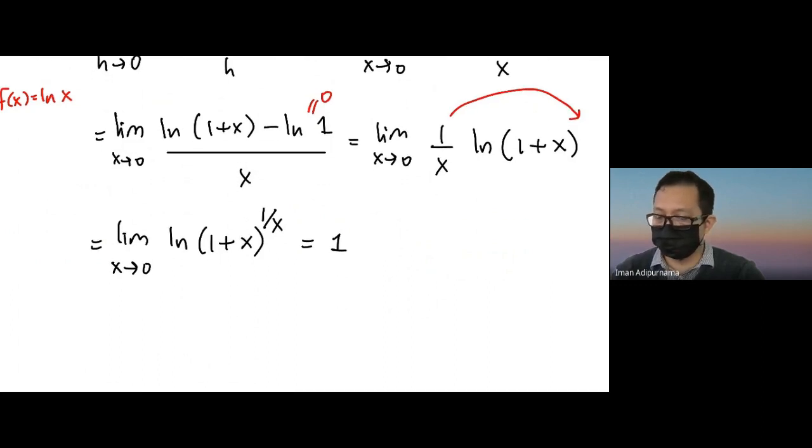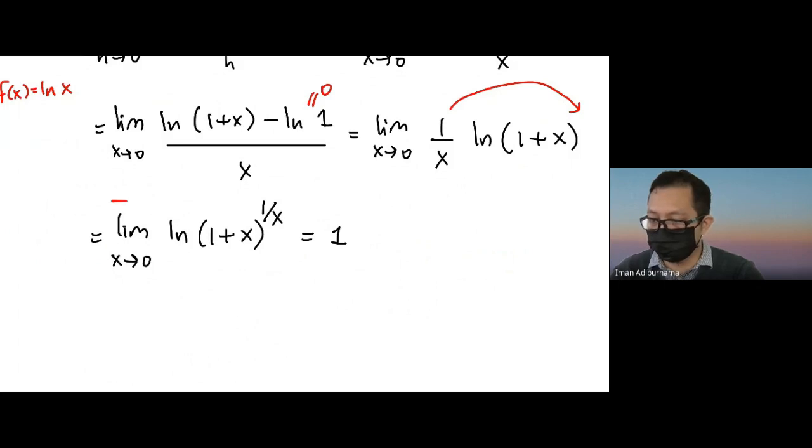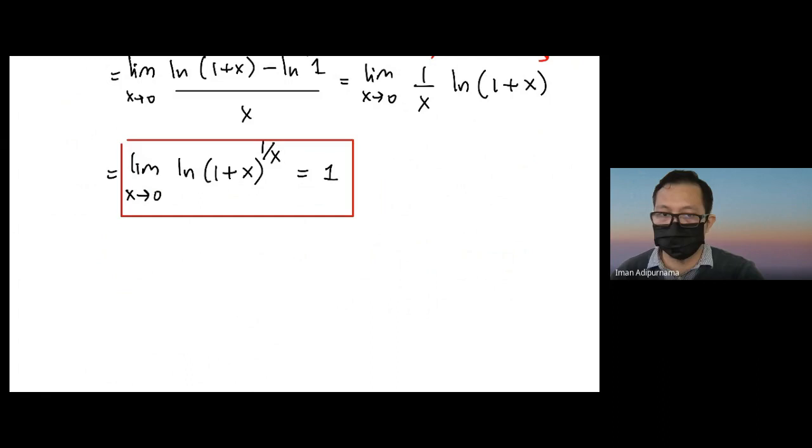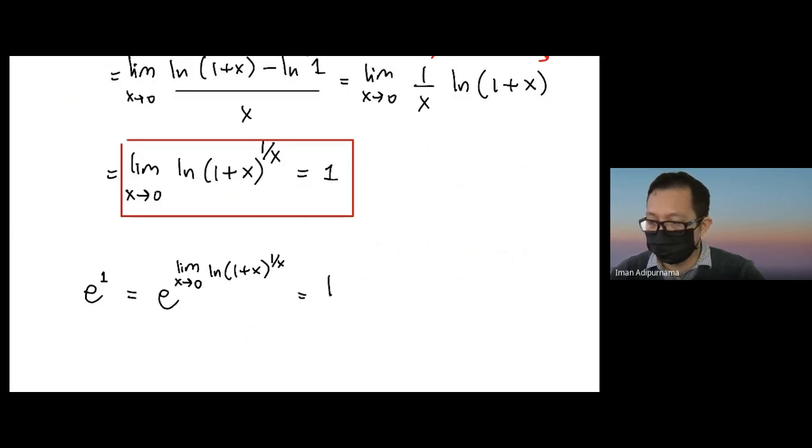From here, we have this. Let me make a box here. From the exponent, we are going to see that e. If we put 1 here, it's still e. And then we can also exchange this into our limit.